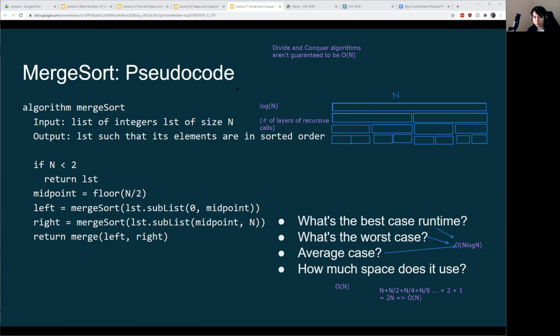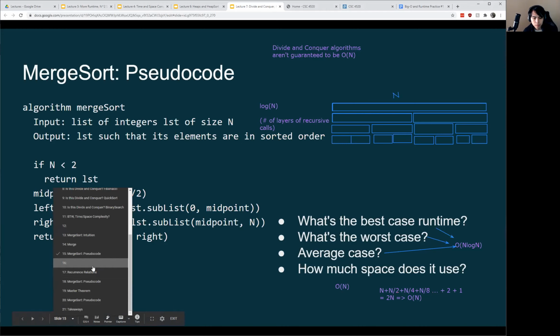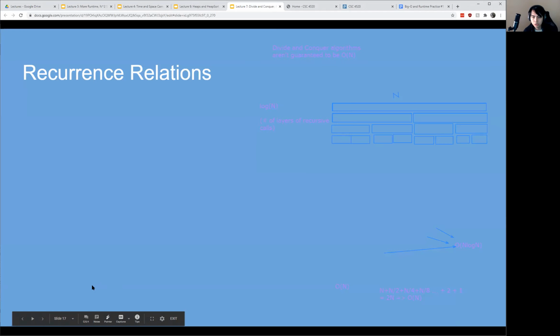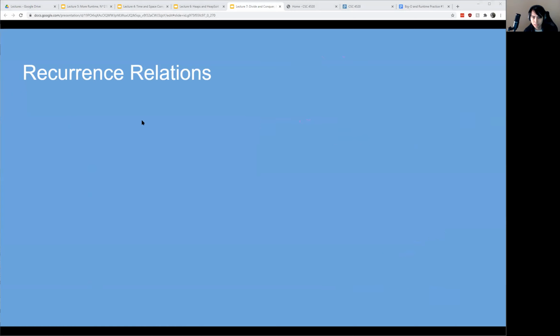Now, we have about 3 minutes left. There's not that much time, so I'm just going to very, very quickly show you another way to derive this. So we're going to look at recurrence relations because this is definitely something we need to cover. If you have questions, I'll answer them after class.